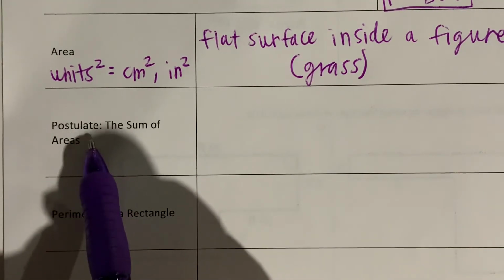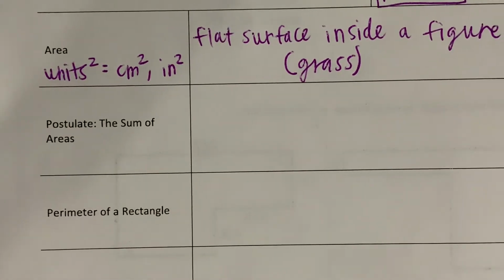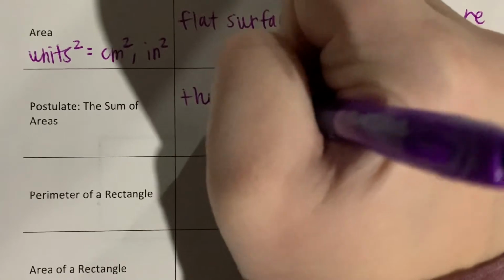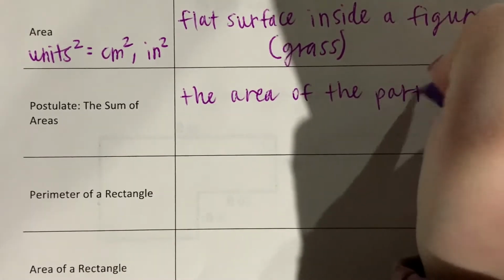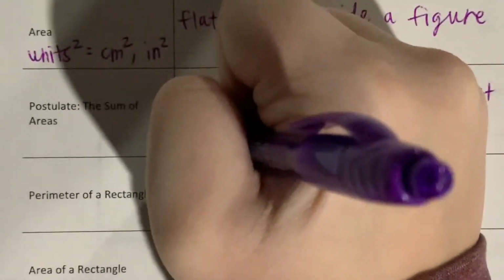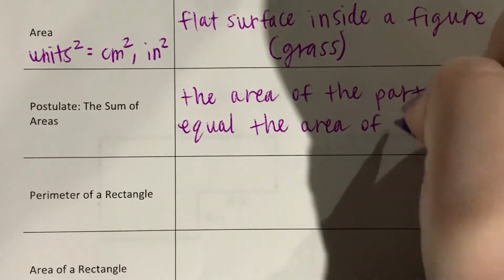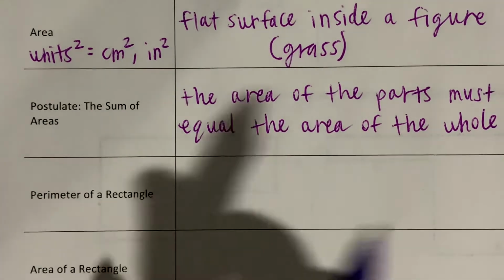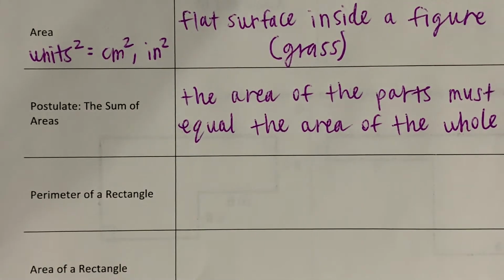Next, let's talk about this postulate. It says the sum of areas. All this says is that the area of the parts must equal the area of the whole. So this means that if you know a whole bunch of small areas, you could add them up or sum them up to find the area of the whole.